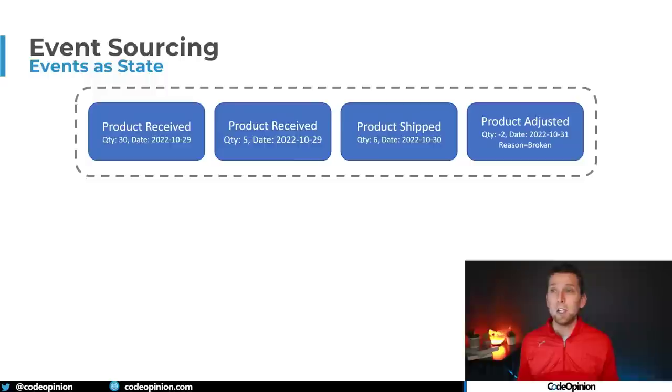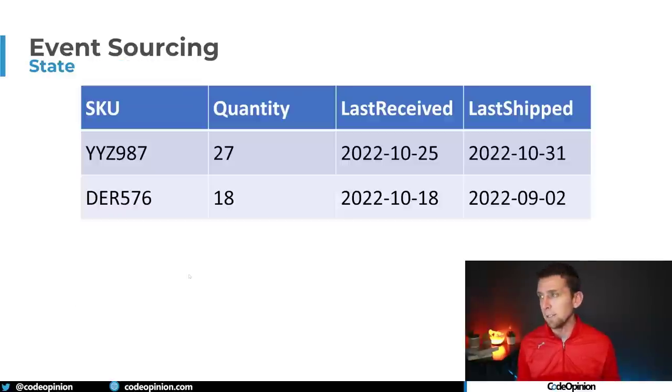So our representation of current state could be, we know when we shipped it, we know when we last received it, we know our quantity on hand. This is actually how we got here. This series of events, things that have happened, these business concepts that have happened in the past that we care about, that's how we can get to current state. And that's how we record what our state is.